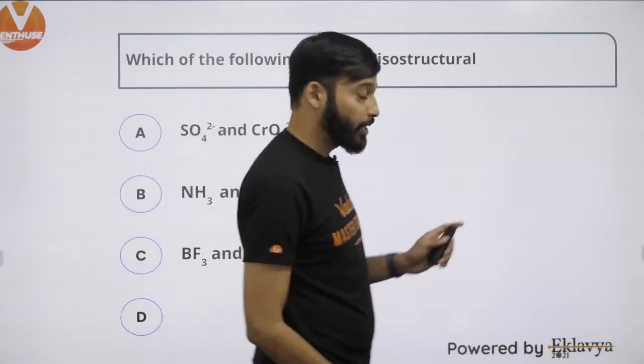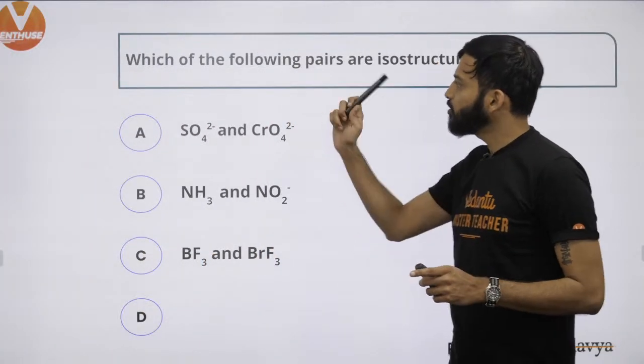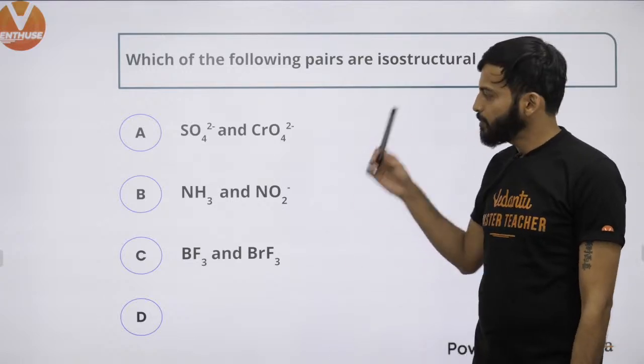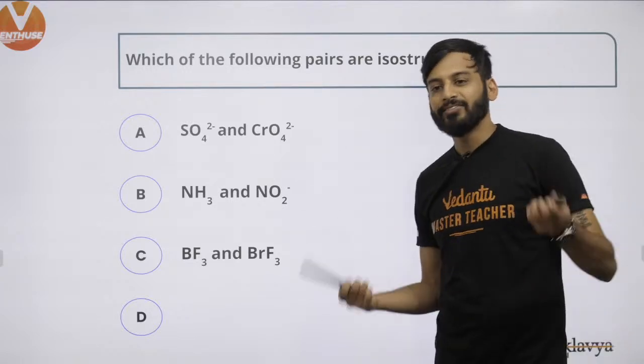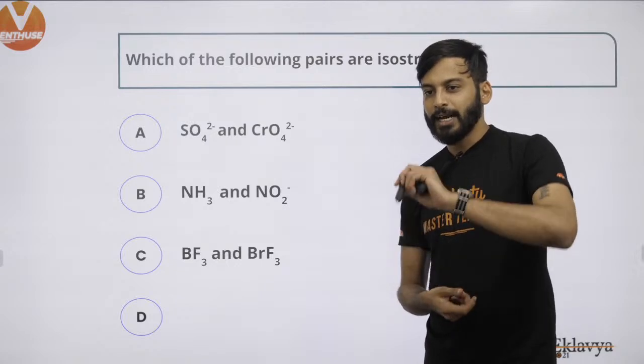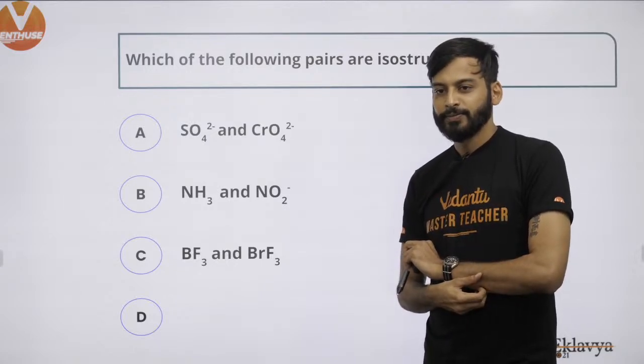What about this? This is the last question we found. Which of the following pairs are isostructural? Means they have the same structure. Do let me know what the correct answer is in the chat box.